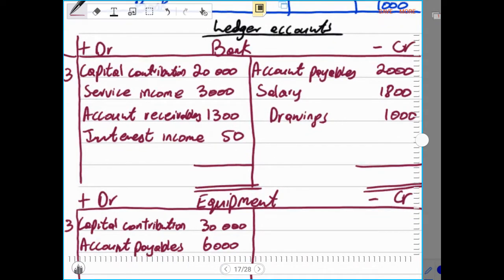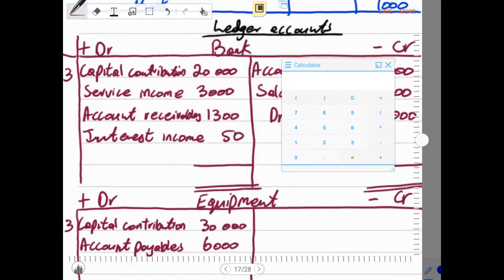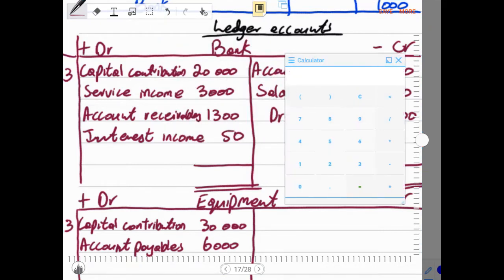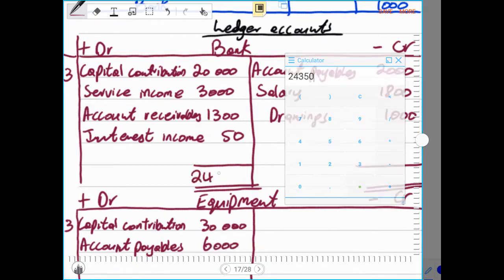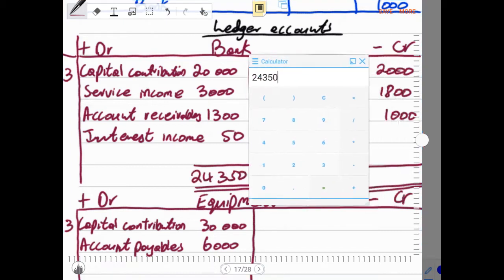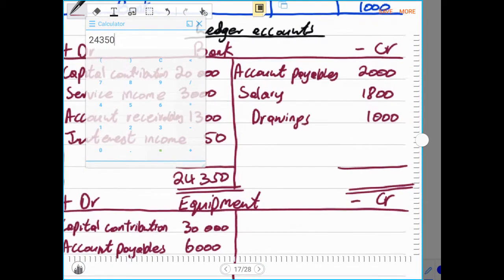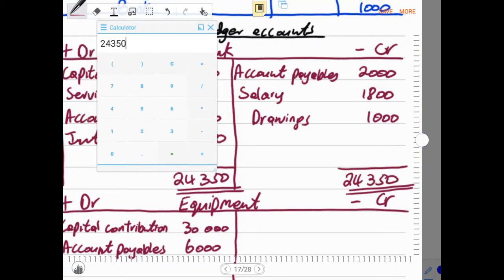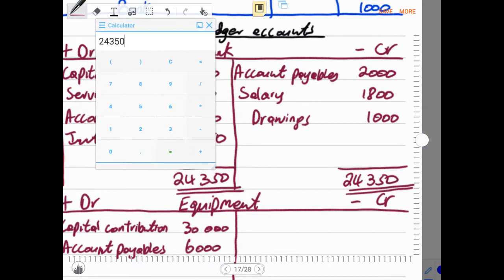Then now I have to calculate the total of the bigger side. The total of the bigger side. And in this case, let me start with the debit side of bank. 20,000 plus 3,000 plus 1,300 plus 50 rand, and this will give us 24,350. And remember, I first have to compare the debit side and the credit side.